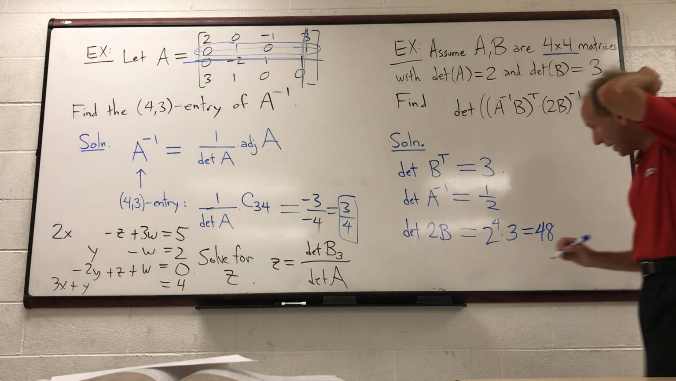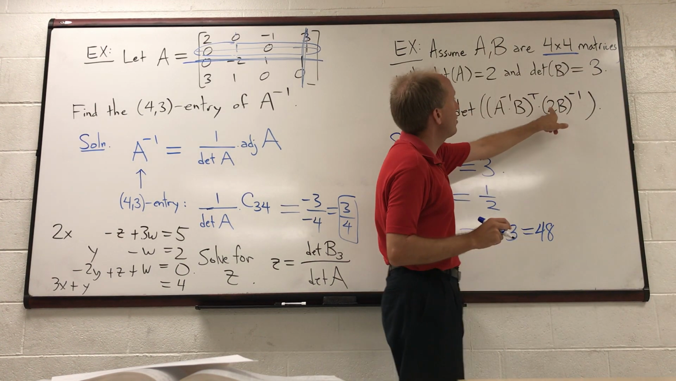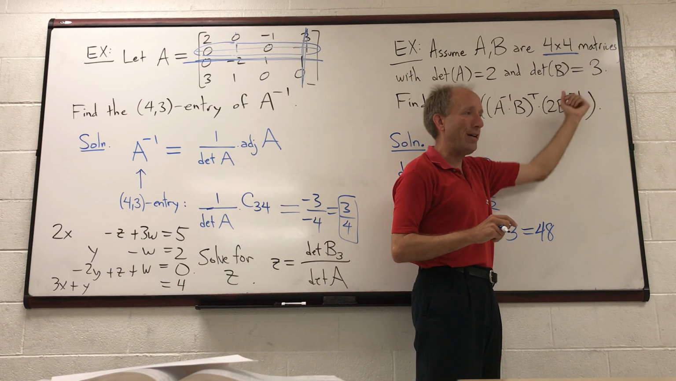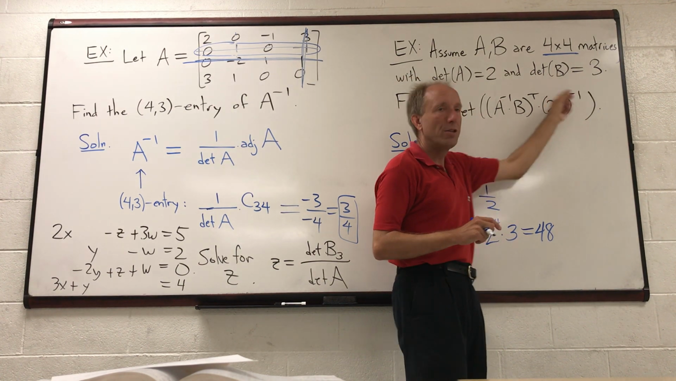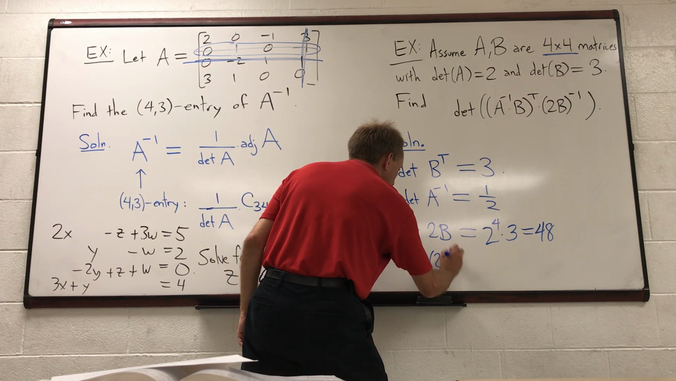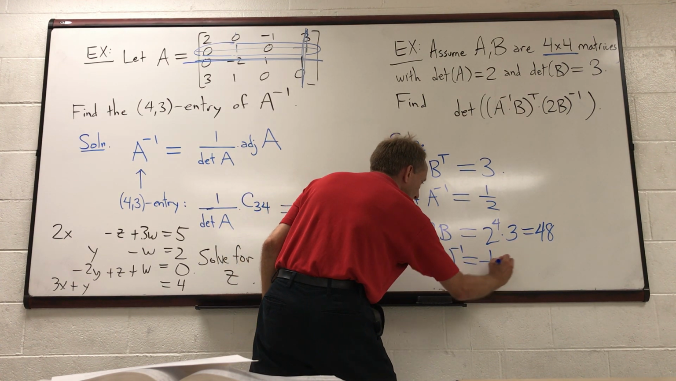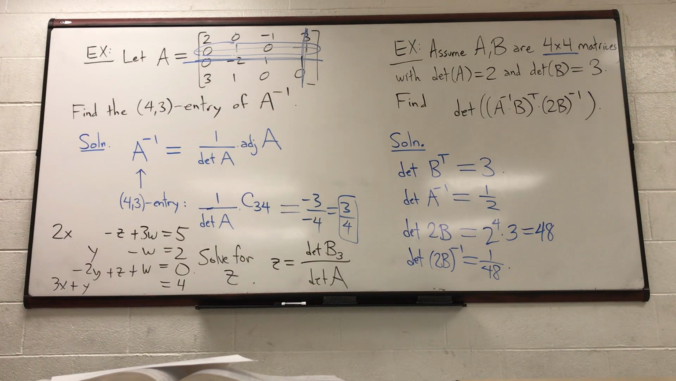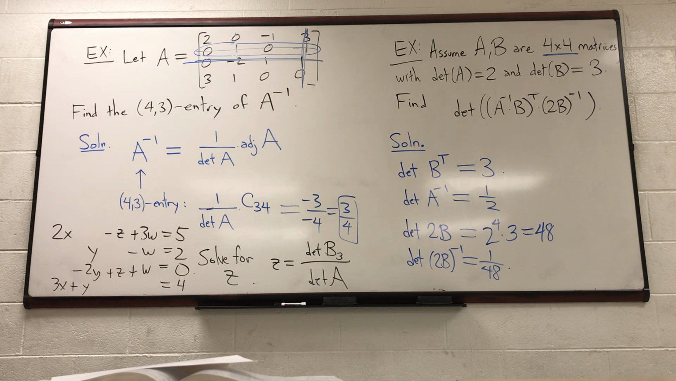Okay, and so you have to be careful here. This is 2B quantity inverse, not 2 times B inverse. So now I have to find the determinant of 2B quantity inverse, which again is just going to come from taking a reciprocal here. Okay, so that's all the information that you need. And now how do we put it together?